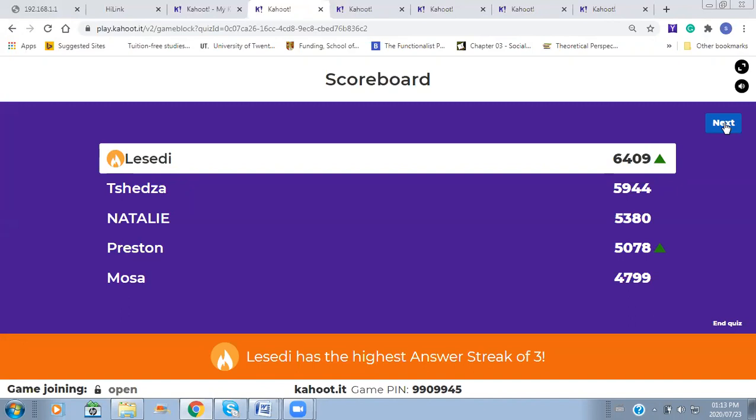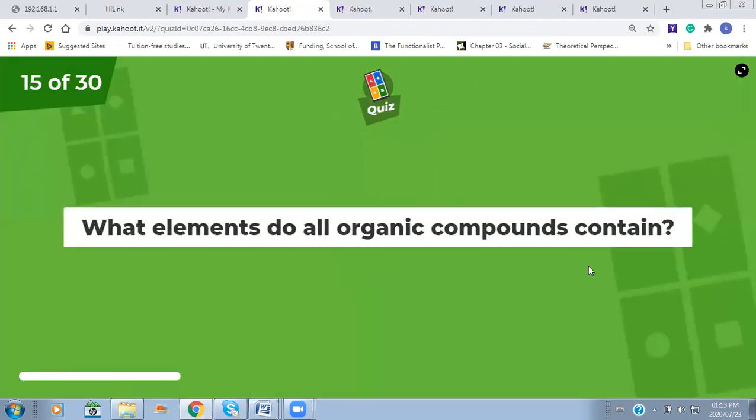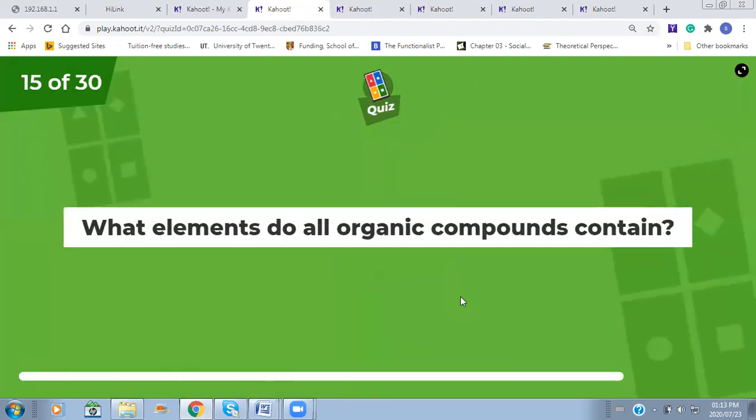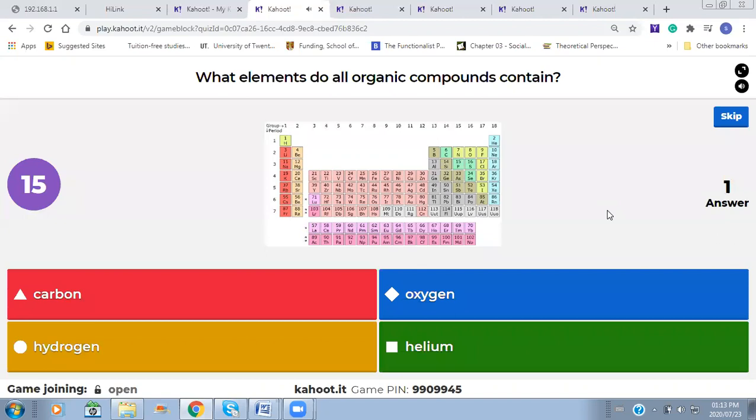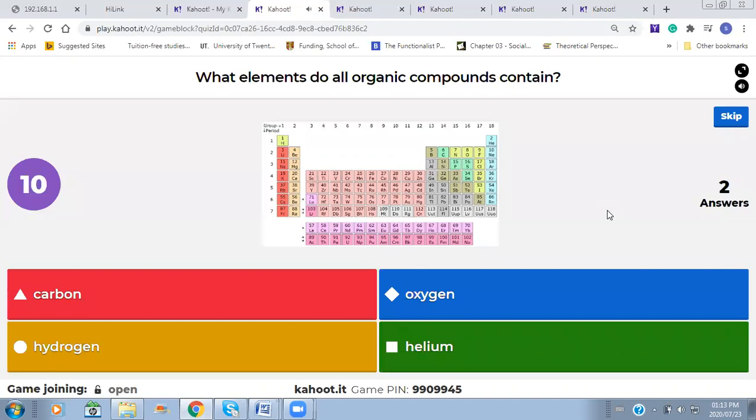So let's see who is going to dethrone Lesedi. Let's go to question 15. What elements do all organic compounds contain? Let's get going. Carbon, oxygen, hydrogen, helium. What elements do all organic compounds contain? Let's get going. The clock is ticking.